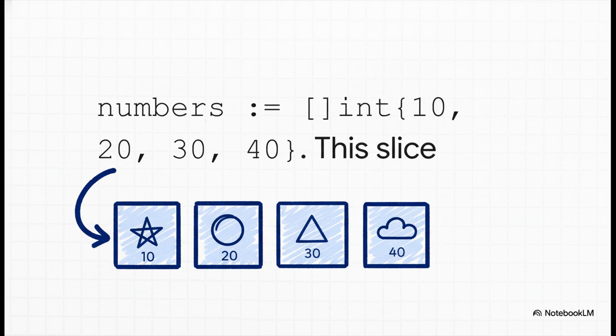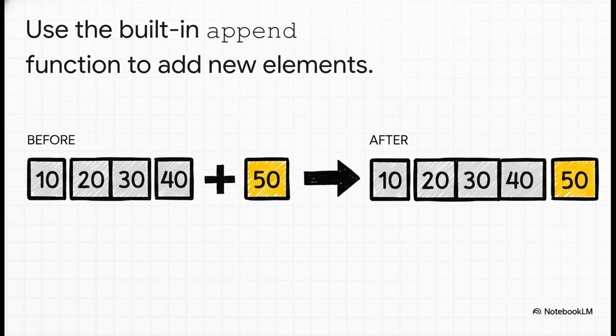So how do you make one? It's super simple. You just use these empty square brackets, tell Go what type of data you're storing, in this case integers, and then list out your values. Boom. We've just created a slice called numbers holding our 4 integers in order. Now what if you want to add something? Go has a built-in function for that called append. You just tell it which slice you're adding to and what new value you want to stick on the end. The cool thing is it actually gives you back a new slice with that item added. It's a really clean and predictable way to grow your collections.